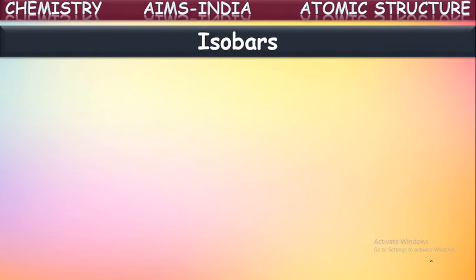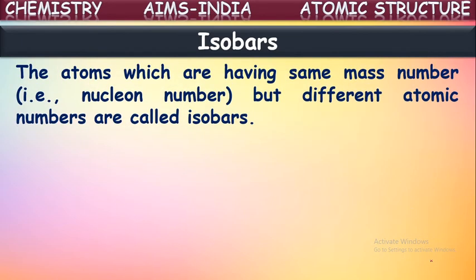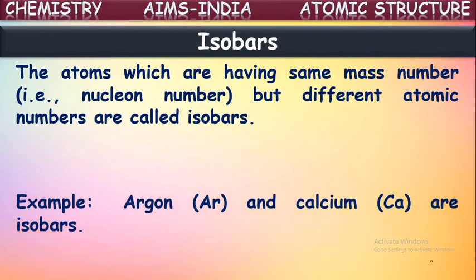Next, one more comparison between the atoms, that is isobars. The atoms which have the same mass number but different atomic numbers are called isobars. Actually, these are atoms of different elements which have the same mass number, meaning the same number of nucleons in their nuclei but different atomic numbers. Let us see one example so that we can understand easily.